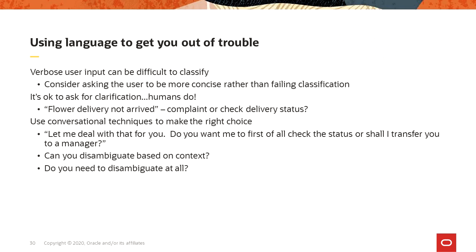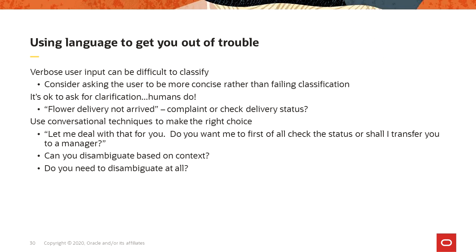But then we go into a disambiguation sentence. Do you want me to first of all check the status, or should I transfer you to a manager for an escalation? So that is something you could use to handle those use cases where even a human would struggle. And the last bullet point there is actually a technique I've used in a number of cases.